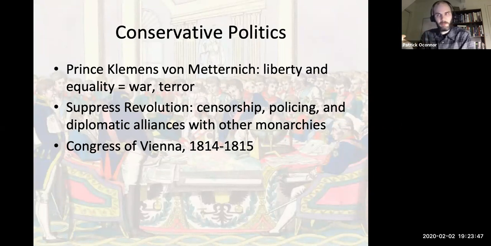Okay, so conservatives are generally opposed to widespread education. They're not terribly welcoming to the idea of widespread literacy. They're not terribly open to the idea of widespread ownership of weapons, anything that could potentially challenge established authority. And the second solution that Metternich lands on is diplomatic cooperation, right?